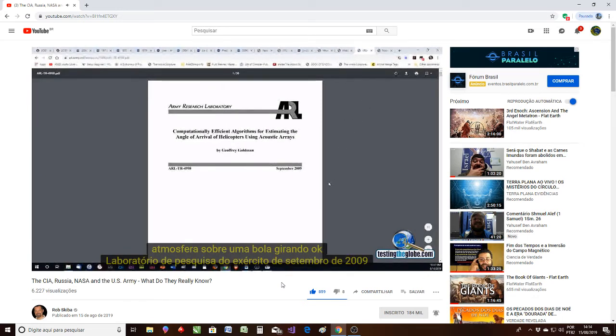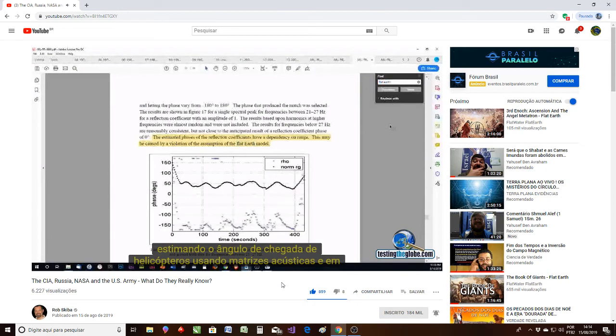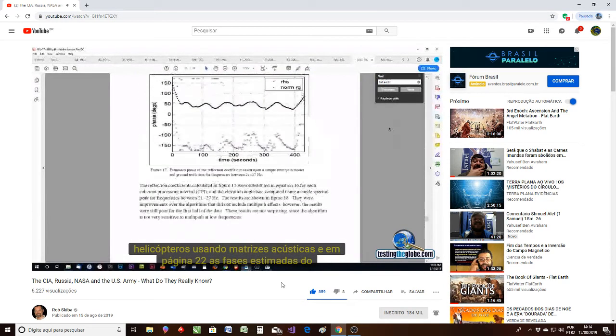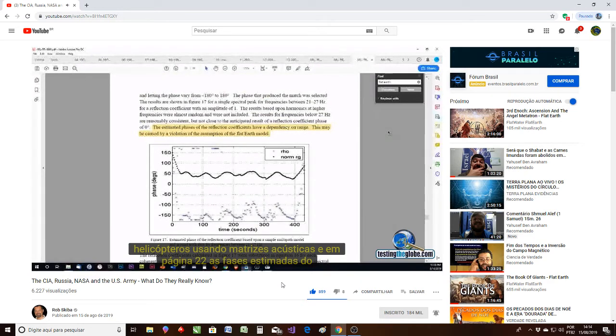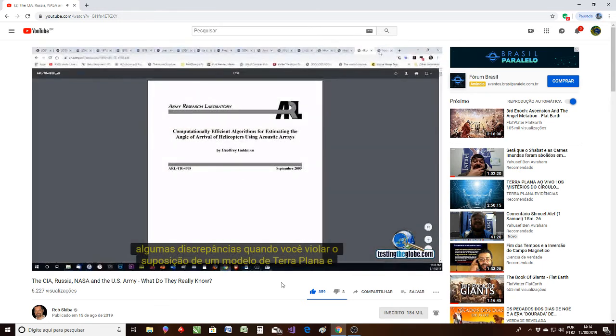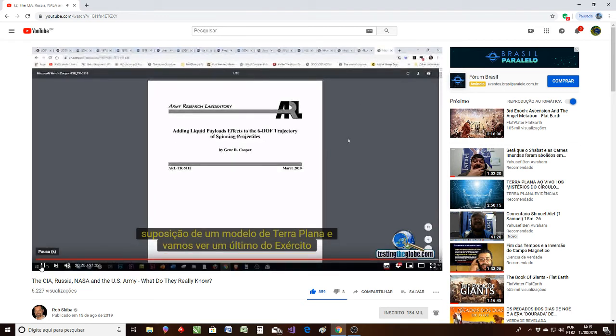Okay, September 2009, Army Research Laboratory. Computationally efficient algorithms for estimating the angle of arrival of helicopters using acoustic arrays. And on page 22, the estimated phases of the reflection coefficients have a dependency on range. This may be caused by a violation of the assumption of the flat Earth model. So there you have some discrepancies when you violate the assumption of a flat Earth model. And let's see, one last one. From the Army Research Laboratory, March 2010.